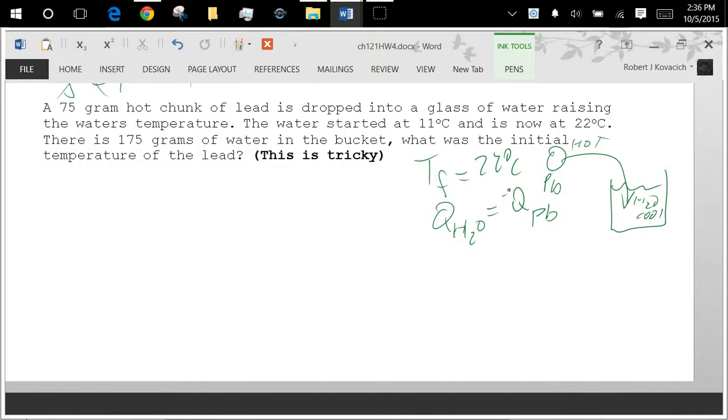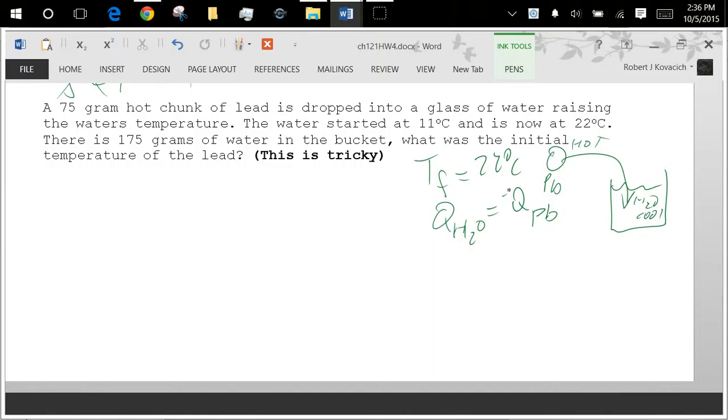The water's kinetic energy is some amount when it's at 11 degrees Celsius. And then its kinetic energy goes up at 22 degrees Celsius. So it has more kinetic energy now than it did before. Where did it get that energy from? The water got the energy from the lead. So if the water is gaining energy from the lead, what is happening to the lead's energy?